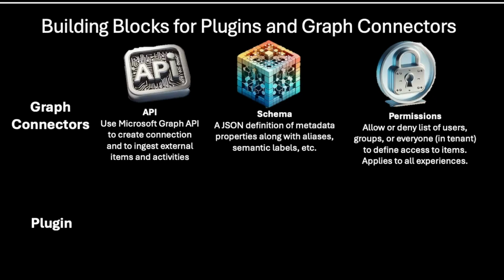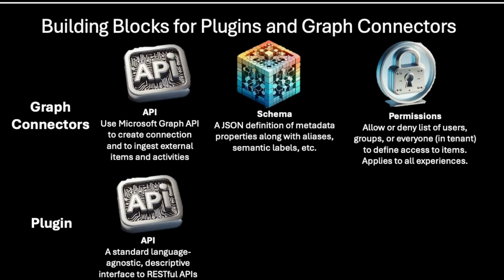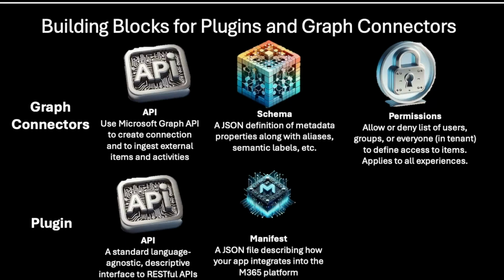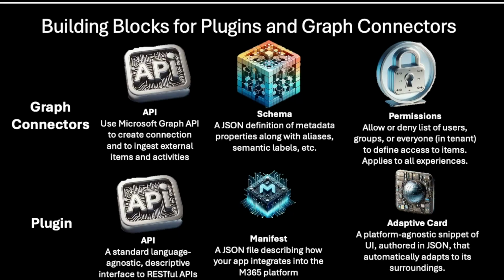Now for the plugin, there are some differences. You do use an API, but you use a standard, language-agnostic descriptive interface to the RESTful APIs. Instead of a schema, you have a manifest file. This is just a JSON file that describes how your app integrates into the M365 platform. And instead of permissions, you have something called an adaptive card. You've probably seen this on SharePoint. It's a snippet of UI, also made in JSON, but it automatically adapts to the surroundings that you're in.